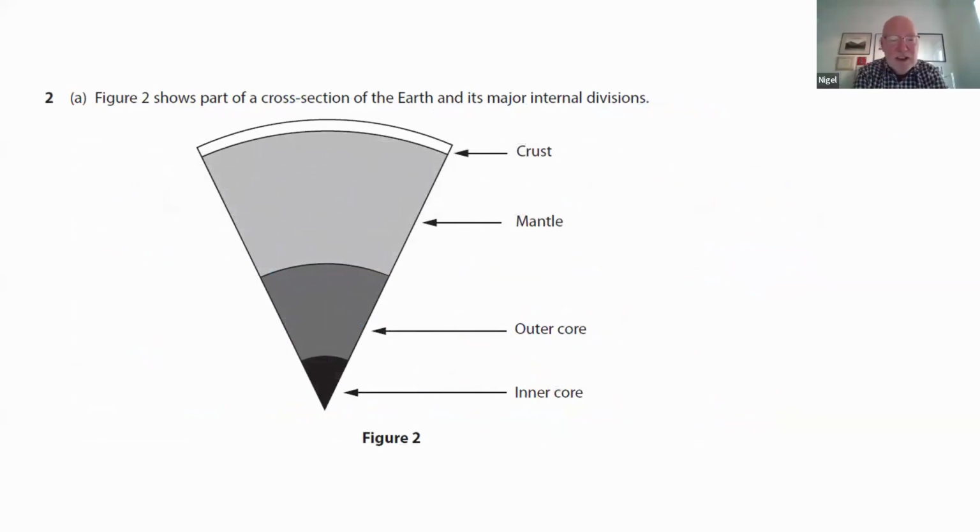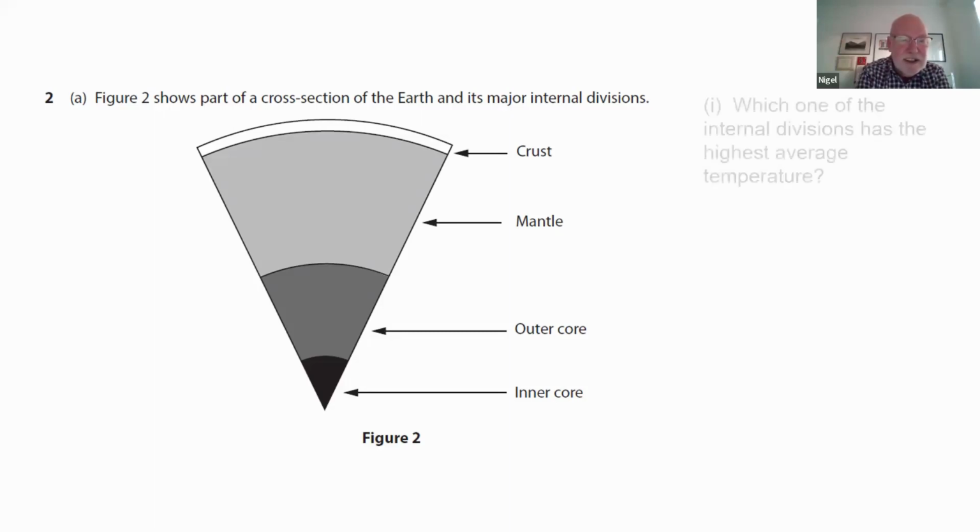Oh, we're back to the Earth now. So just to remind you that we could get questions on this. So we've got a cross-sectional view of the Earth and its major internal divisions: crust, mantle, outer core, inner core. Right. They did write a question once with 3 cores. Not quite sure what the middle one was called. Never seen it on a chart. Right. The questions appear if you just click on, please, Alastair, one at a time.